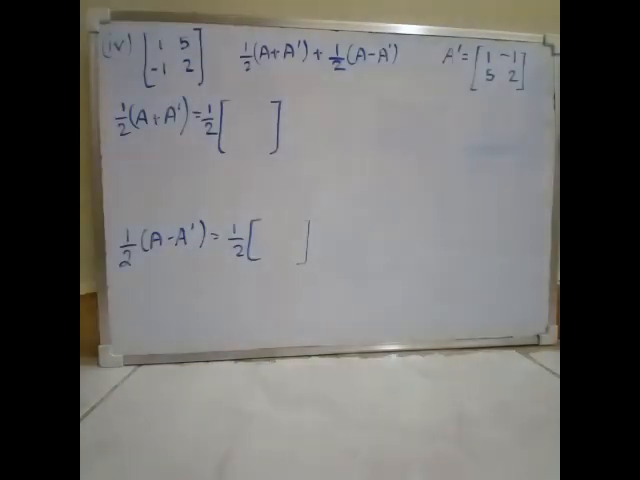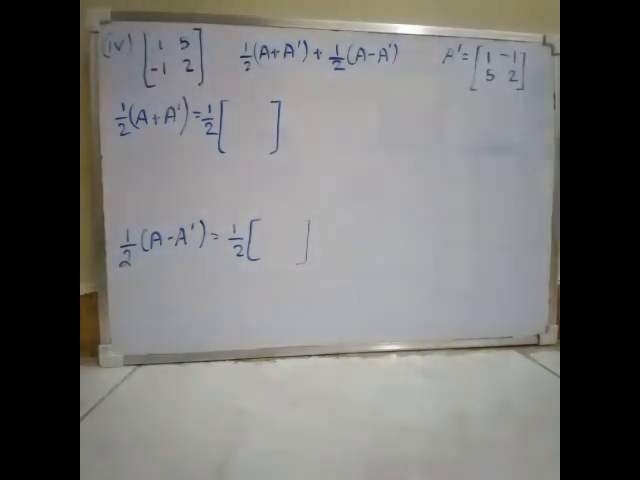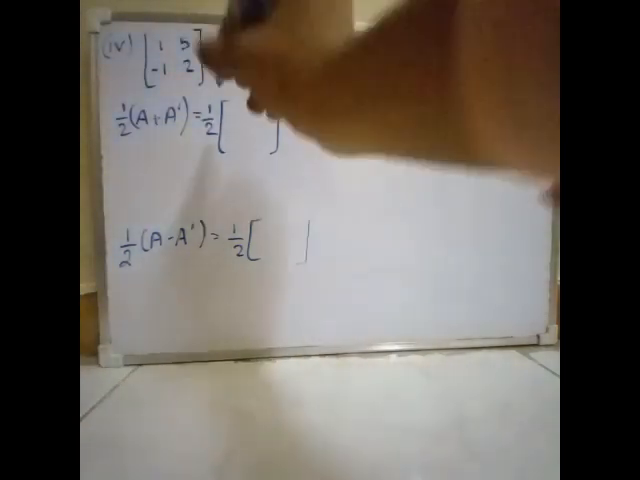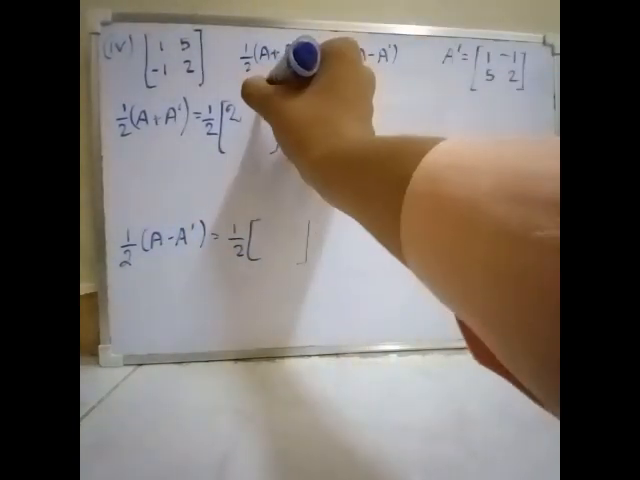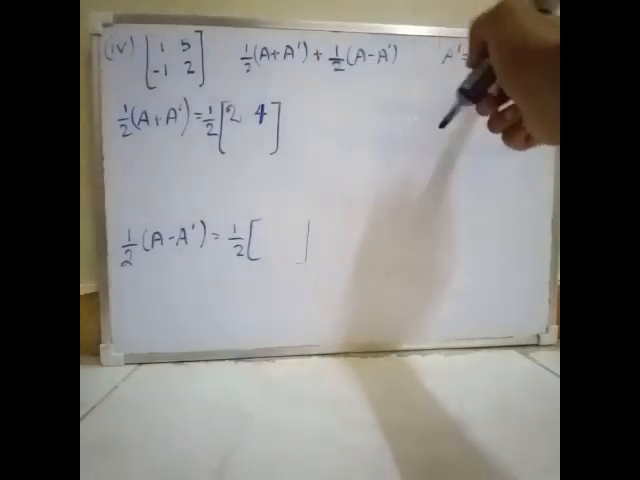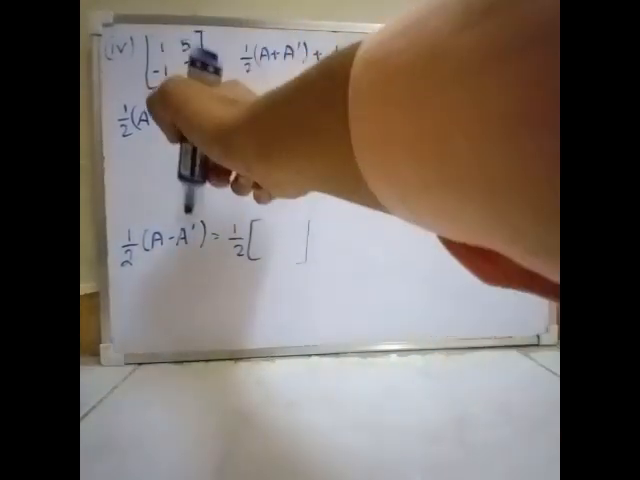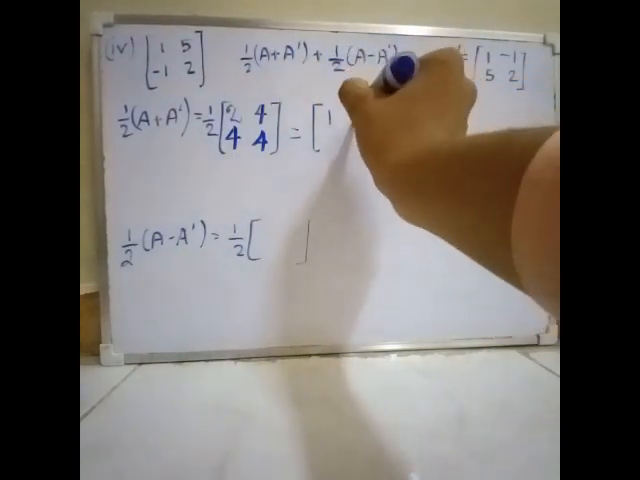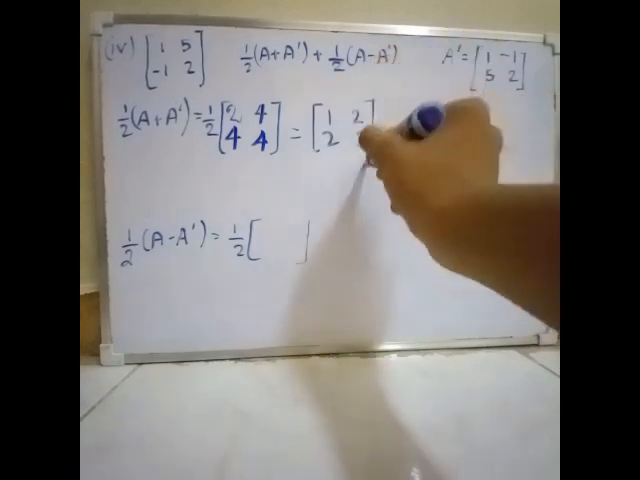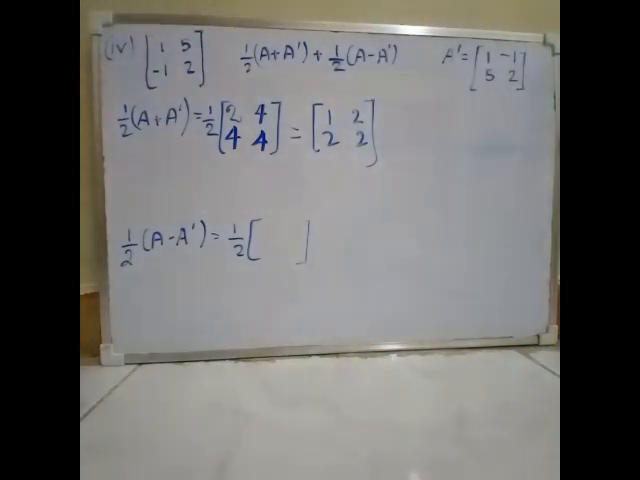Let's do the fourth part of the question. So here is our A matrix and A dash, I have written it down. So let's add A plus A dash first. 1 plus 1 would be 2, right? Then 5 minus 1 would be 4. And minus 1 plus 5 would be also 4. And 2 plus 2 would be 4. Now we have to find out half of this, right? So it's actually 1, 2, 2, 2. So you can check the symmetricity of this matrix. It will be symmetric even after taking the transpose, right?